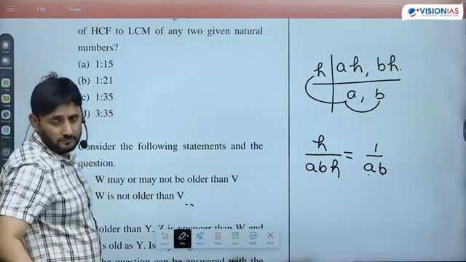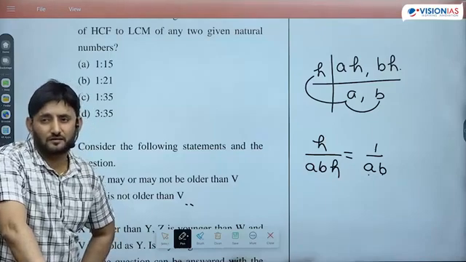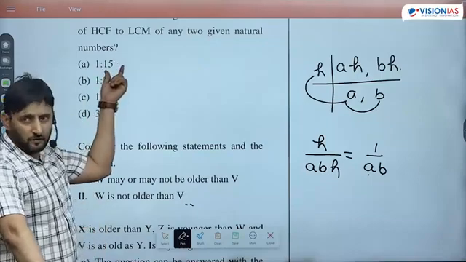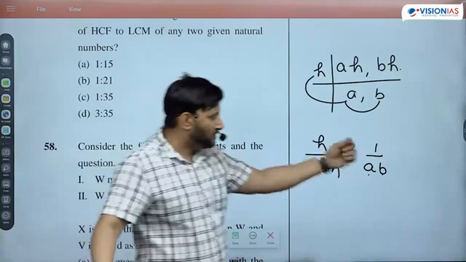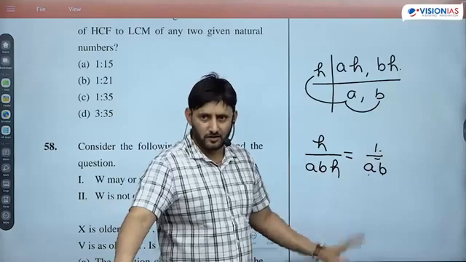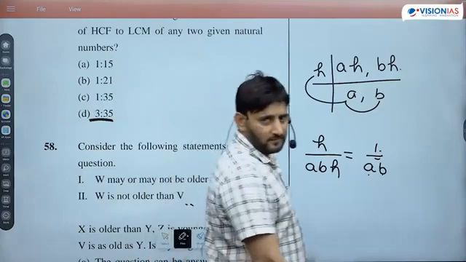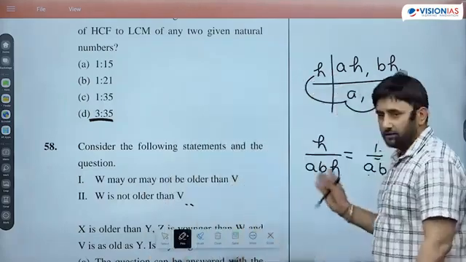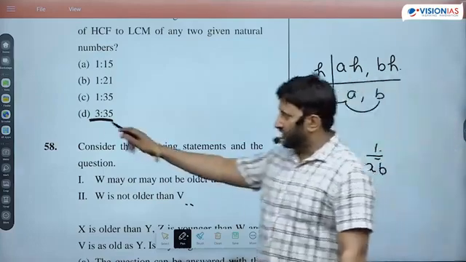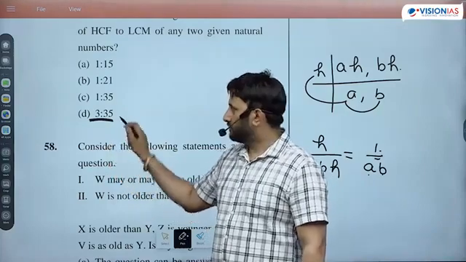1/15 is feasible. Will it be feasible or not? Tell me, son, why will it not be? 1/15 is feasible. 3 into 5 is 15. 3 and 5 are co-prime numbers. By the way, you can say that the numerator will be 1. Numerator will be 1, 1 upon AB. So 3/35 cannot be, because H will cancel out, and in the numerator you will get 1. It should be in the form 1 upon AB, but this is not in the form of 1 upon AB. Okay, so D is not possible.